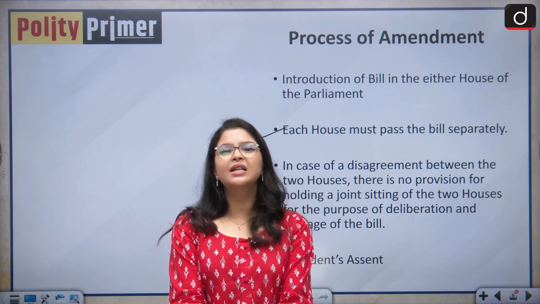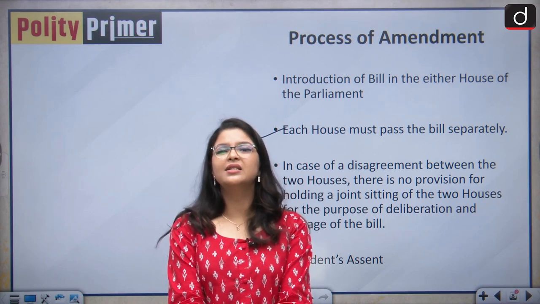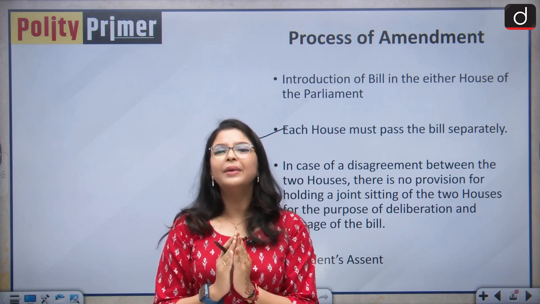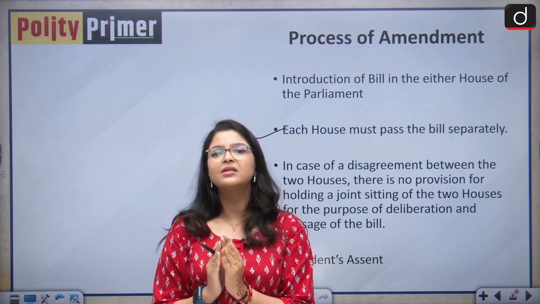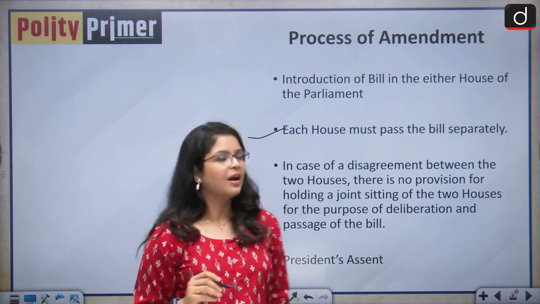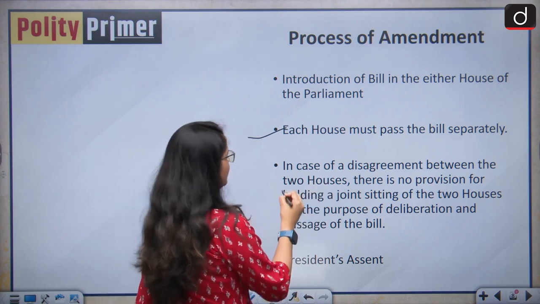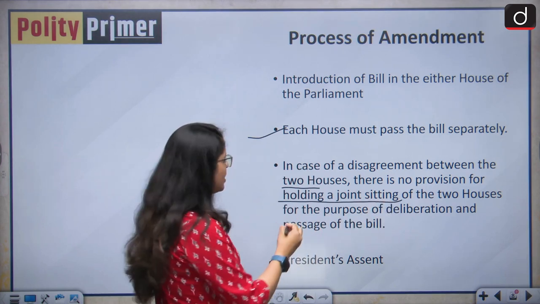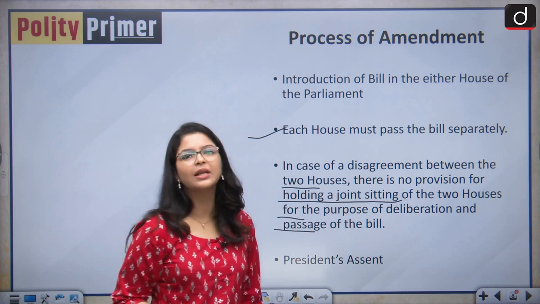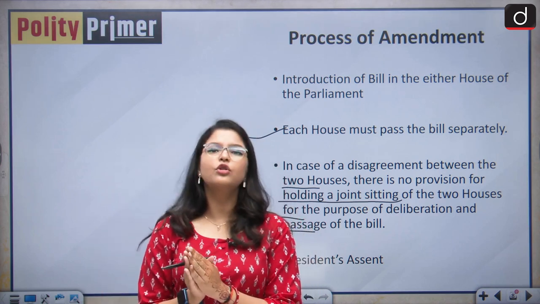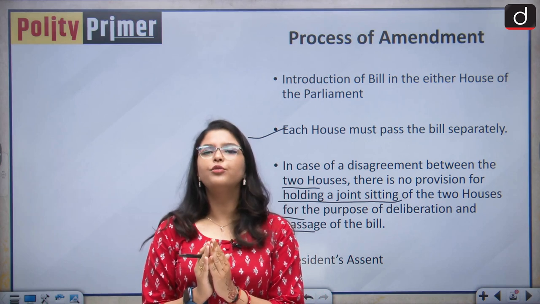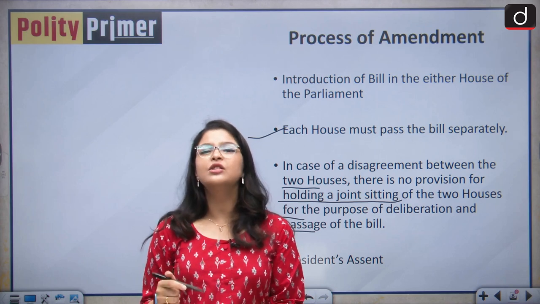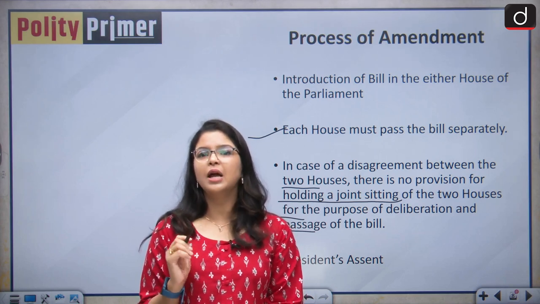So this means that there is no provision of joint sittings as we have studied in the case of financial bills. For a constitutional amendment bill, each house has to pass the bill separately. In case of a disagreement between the two houses, there is no provision for holding a joint sitting of the two houses for the purpose of deliberation and passage of the bill. I was discussing this before also that the provision for joint sitting of both the houses, which is mentioned in Article 108 of the Indian Constitution, is not available in the case of a constitutional amendment bill.